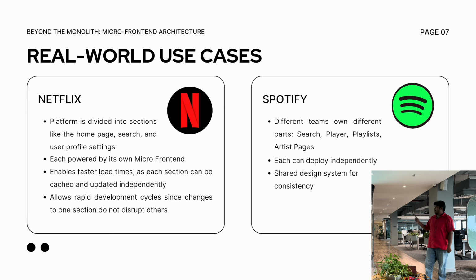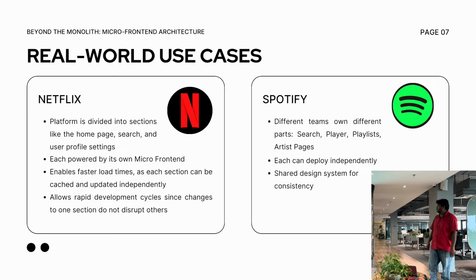Nowadays micro-frontend architecture is becoming a trend. These applications have their own micro-frontend architectures. For example, Netflix's platform is divided into homepage, search and user profile settings, and each of these modules has separate micro-frontends. It enables faster loading times, and each section can be cached or updated independently. So it allows rapid development cycles.